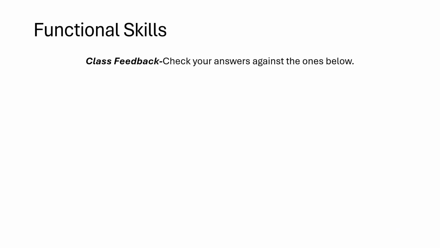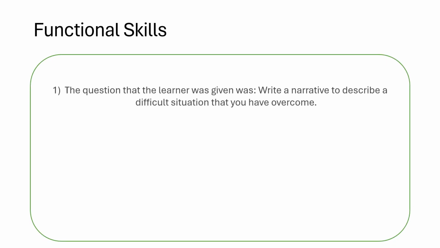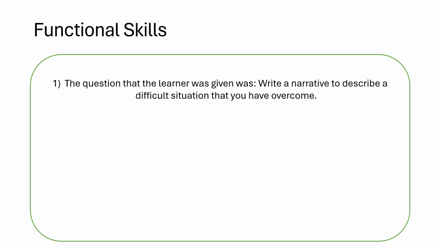Class feedback. Check your answers against the ones below. For number 1 then, the question the learner was given was write a narrative to describe a difficult situation you have overcome. Now that might seem quite confusing given the text that we've just read because he didn't really speak about a difficulty as a parent. So a lot of people may assume that the question will be relating to the role of a parent.